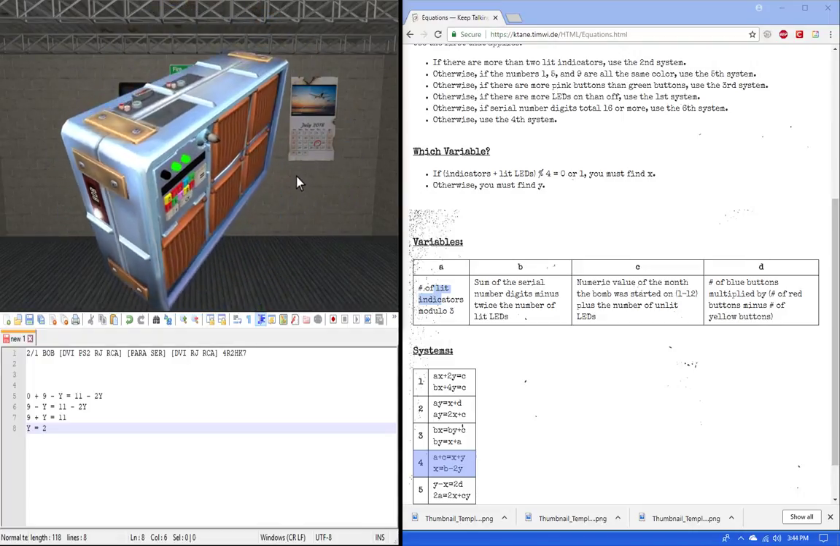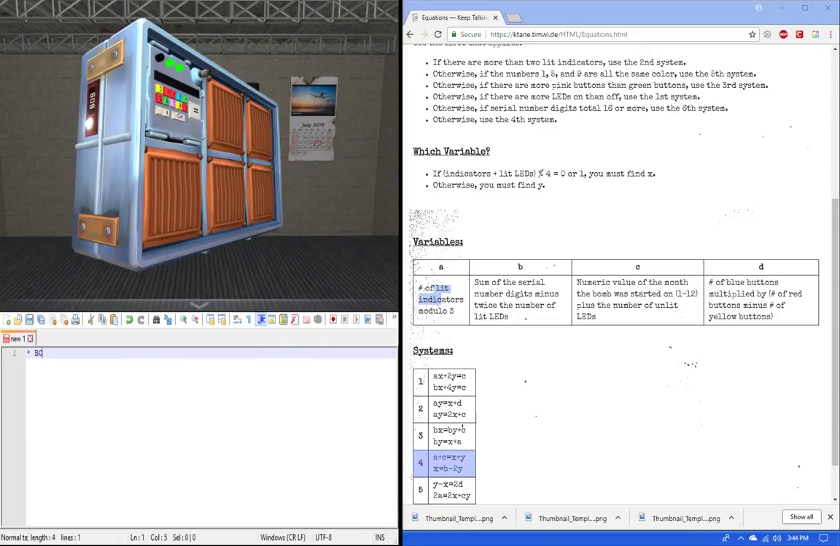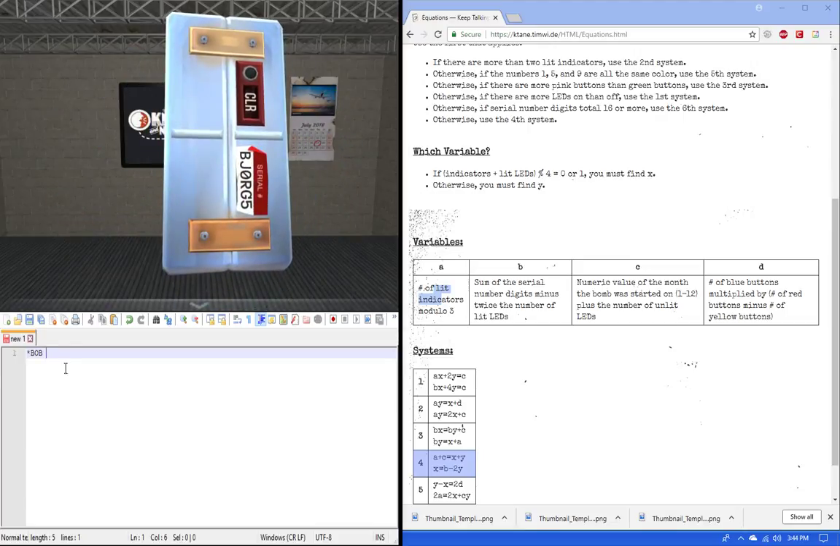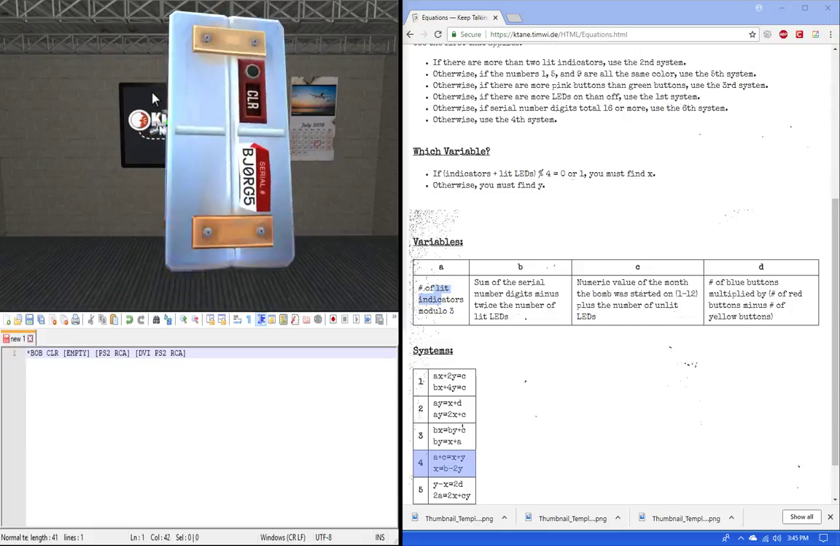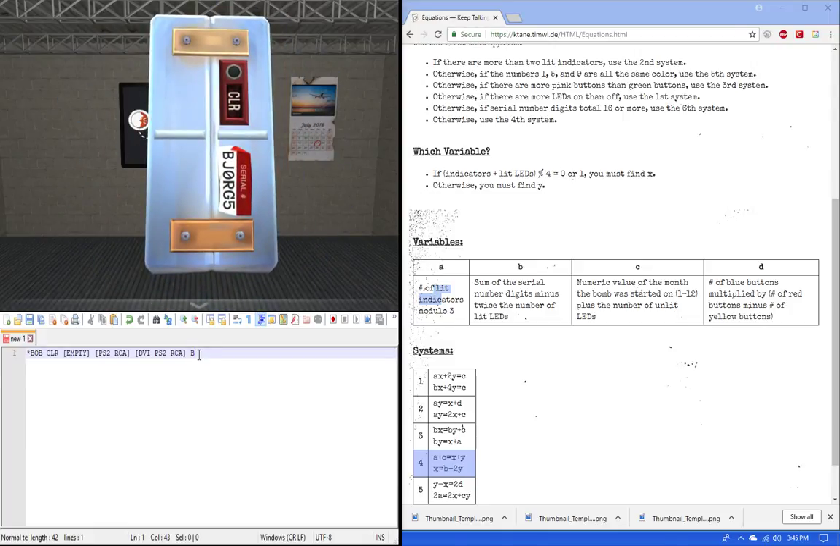Alright. We have a lit BOB, an unlit CLR, and then 3 port plates. Port plate number 1 is empty. Port plate number 2 has PS2 and RCA. Port plate number 3 is basically the same as this, PS2 and RCA with the added DVI. Serial number is Bravo, Juliet 0, Romeo, Golf 5.